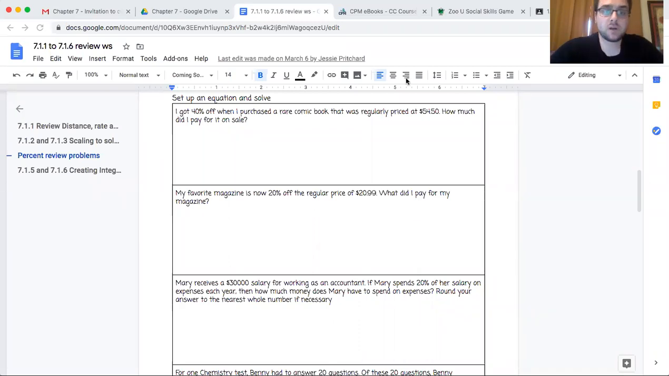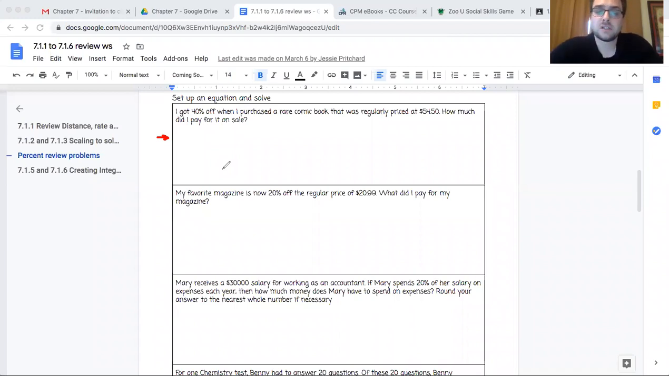So the first one that we're going to look at, let me pull out my drawing tool. First one we're going to look at is right here. It says, I got 40% off when I purchased a rare comic book that was regularly priced at $54.50. How much did I pay for it on sale?